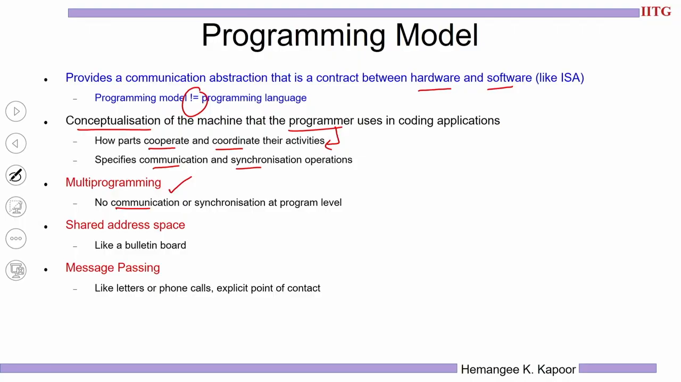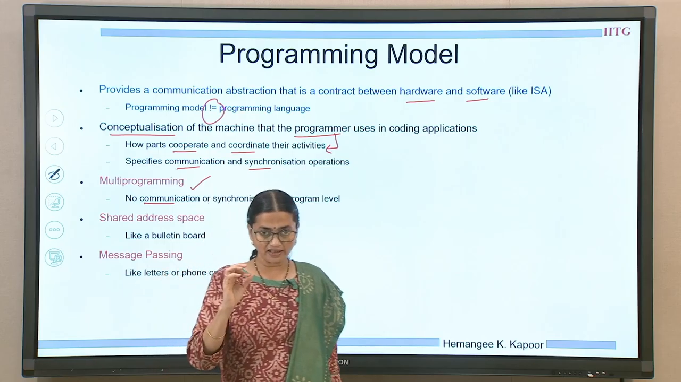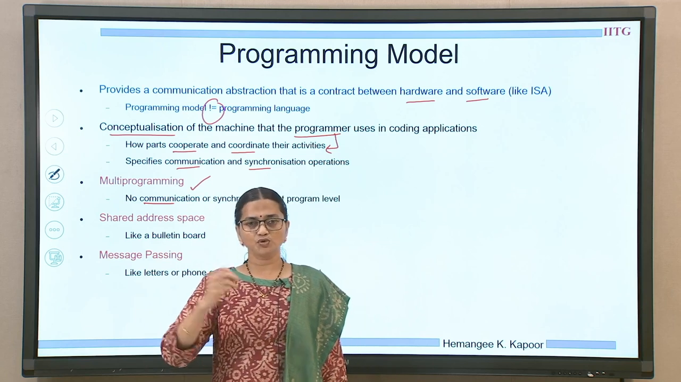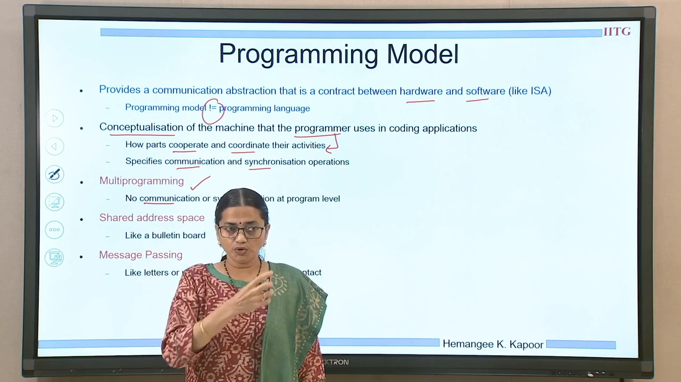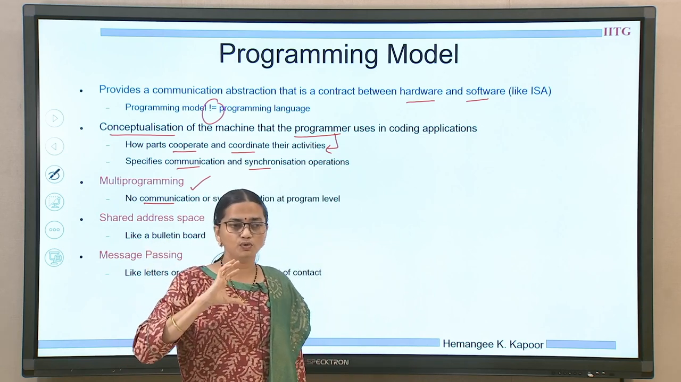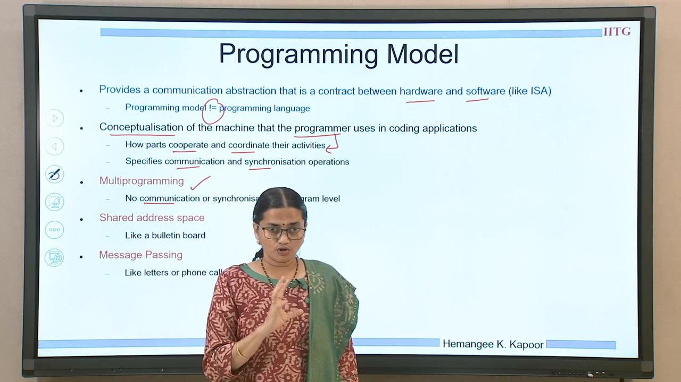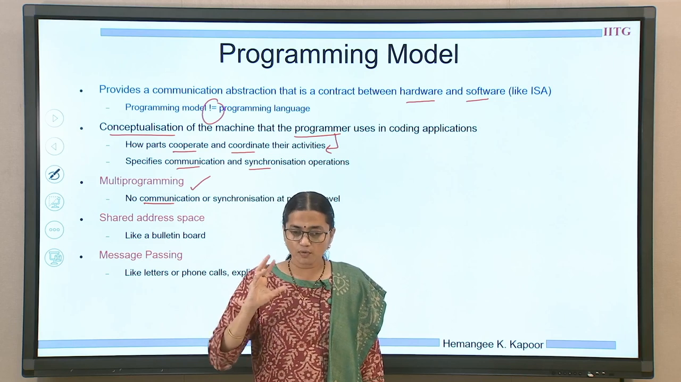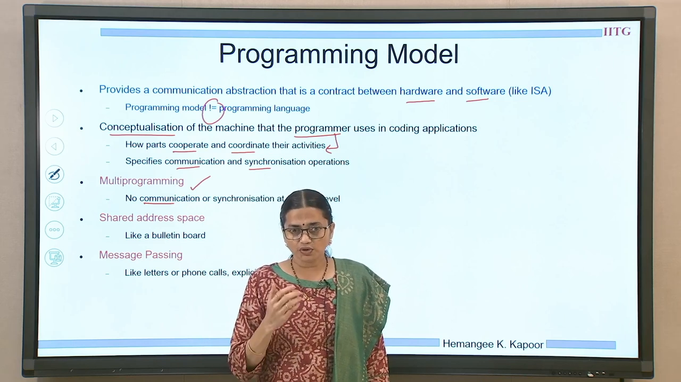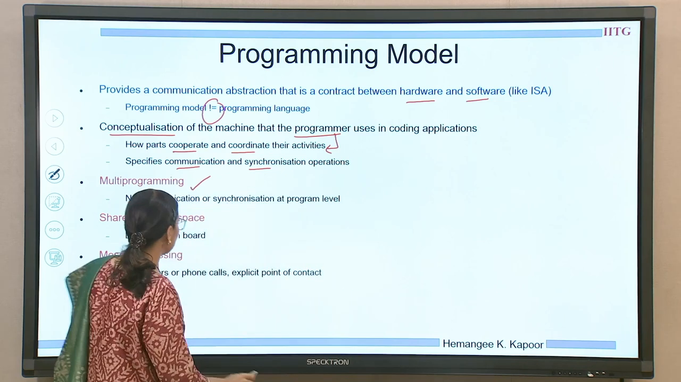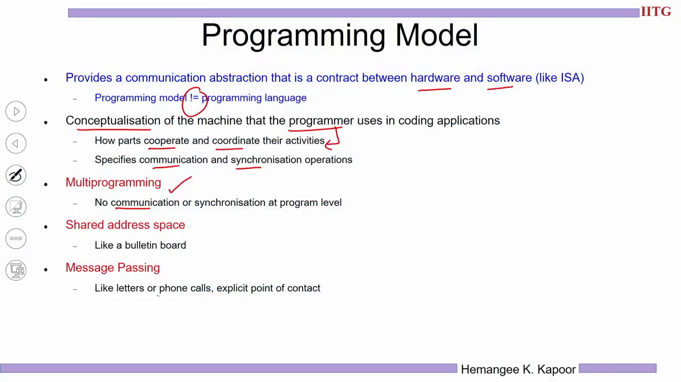The third one was message passing. So it's sending a message, that is you write a letter, post it, and that letter reaches your friend and vice versa. So you need a communication channel. You need to write the letter, put it in an envelope, and then send it across. So packaging the message, and so you need more support from the hardware to do this message passing. So it's like sending letters or even making phone calls.